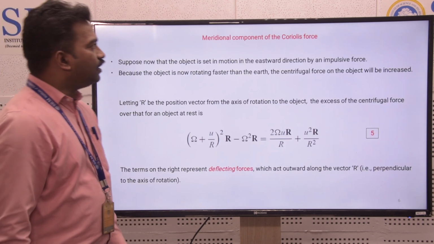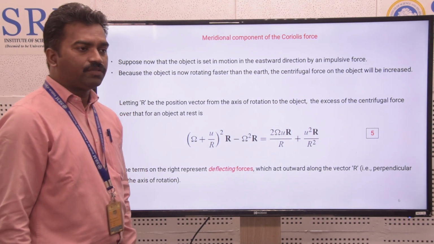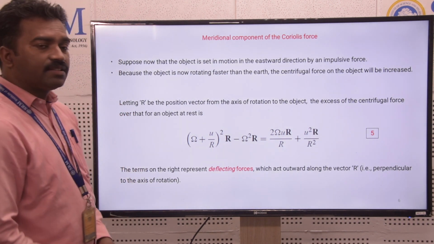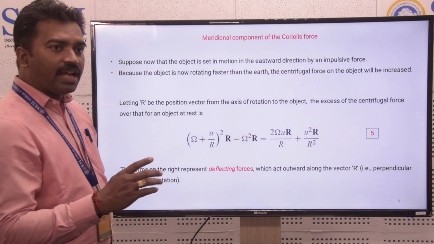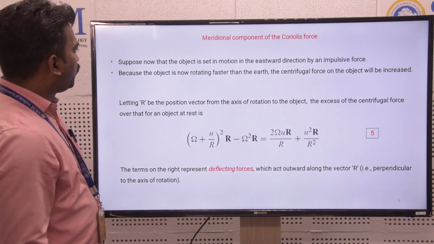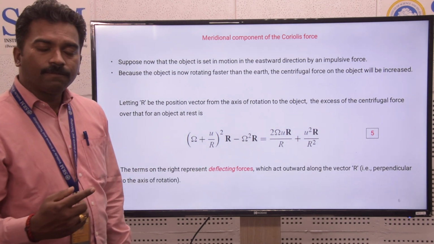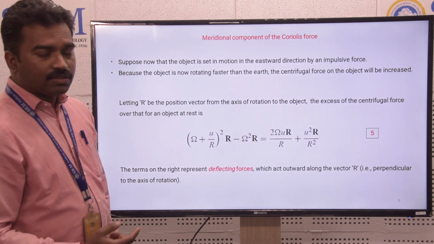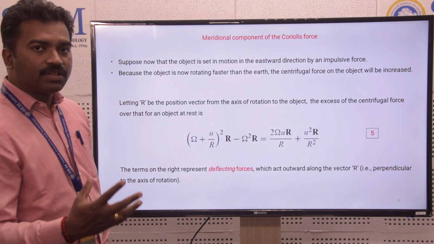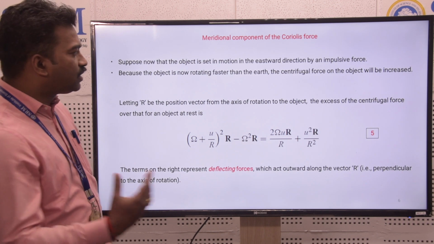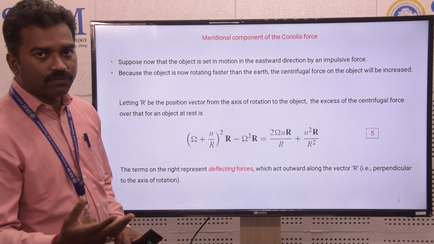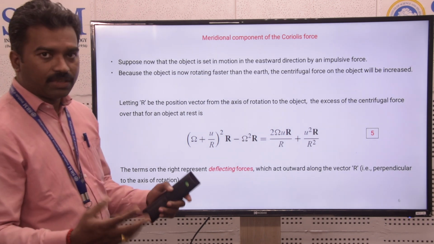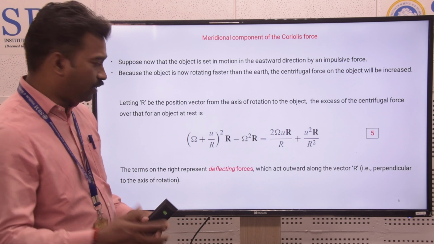So let us now discuss the meridional components of Coriolis force. Let us assume the object is set in eastward motion by an impulsive force. Now the object is rotating faster than the Earth. So it means the centrifugal force is increased. Now how much excess centrifugal force can we expect? We can estimate it.